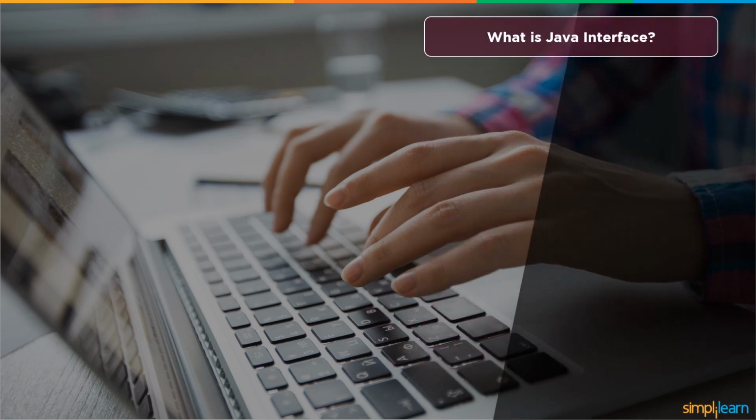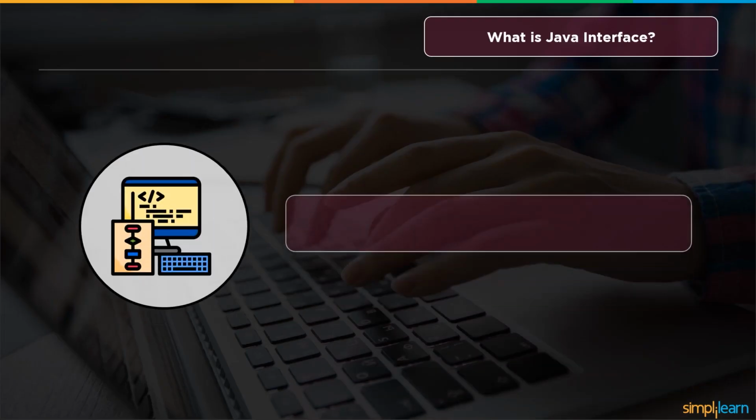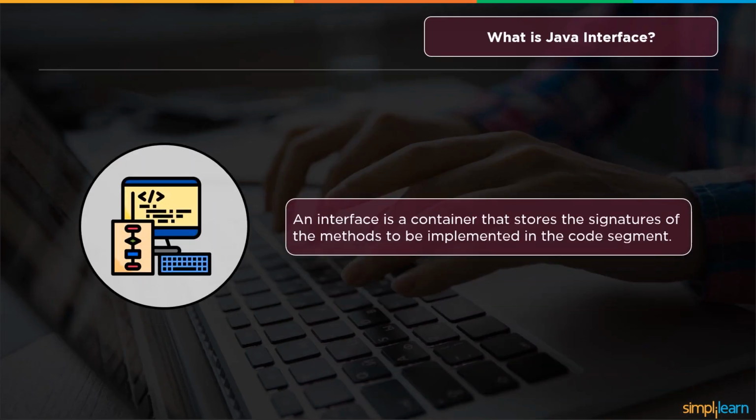What is a Java interface? An interface is a container that stores the signatures of the methods to be implemented in the code segment. It's really hard to define an interface because it's the meta of meta. It's basically a control object. And so you see these in projects where whoever is in charge needs to have a very high level of control of what everybody else is doing.